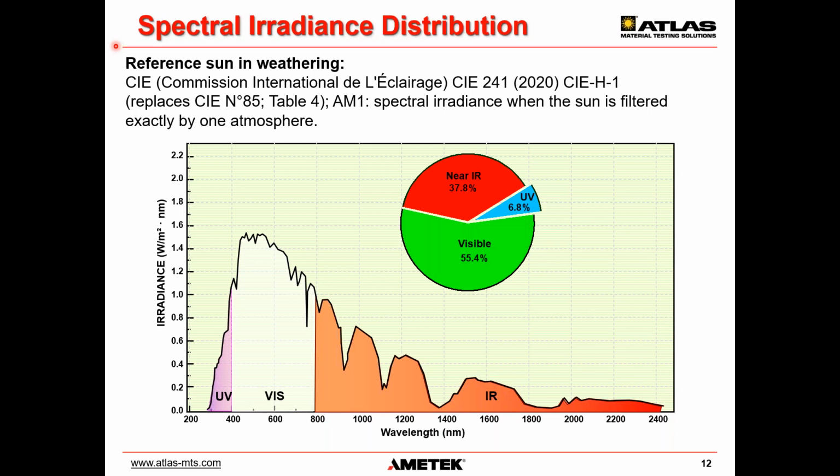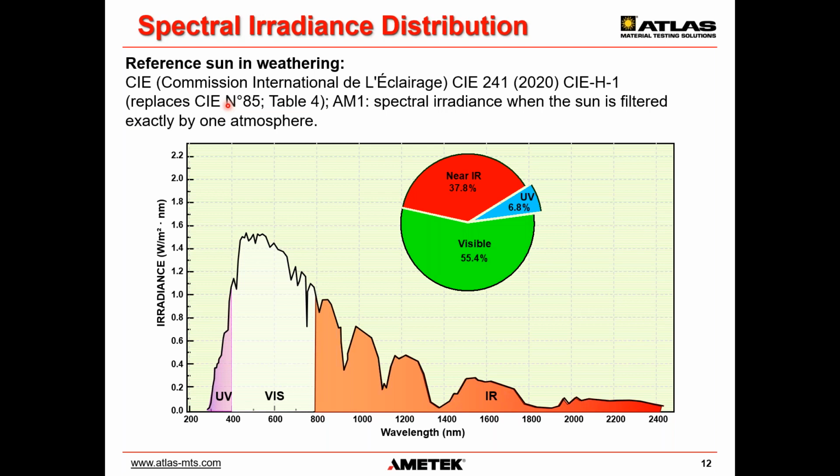However, this was recalculated and recently republished as CIE 241. And here it's not table 4 anymore, it's CIE H1 as a reference sun, which is more or less the same sun as the old reference sun, but the resolution is better, it's better calculated, a better model. It's relatively similar, it's not identical. In the near future, our weathering standards will change from referencing CIE number 85 to CIE 241, but that's unnecessary background information at this point, I would say.